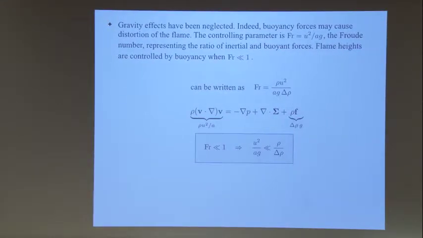Well, gravity effects have been neglected by Burke and Schumann, and this can be justified when the Froude number is sufficiently large. In other words, when the effect of gravity relative to inertia is small. Otherwise, when the Froude number is small, such a flame would be affected by buoyancy, would be driven by buoyancy, and clearly the Burke and Schumann solution is not quite appropriate. Okay, but they have essentially neglected gravity.